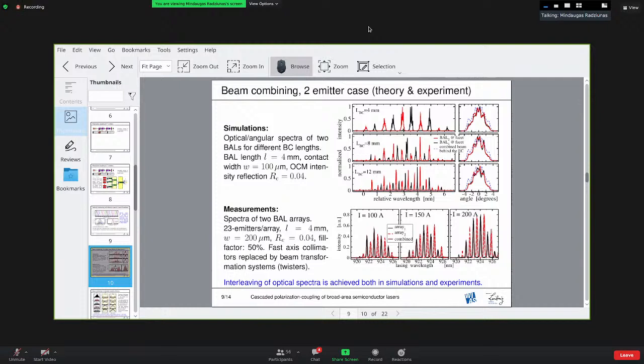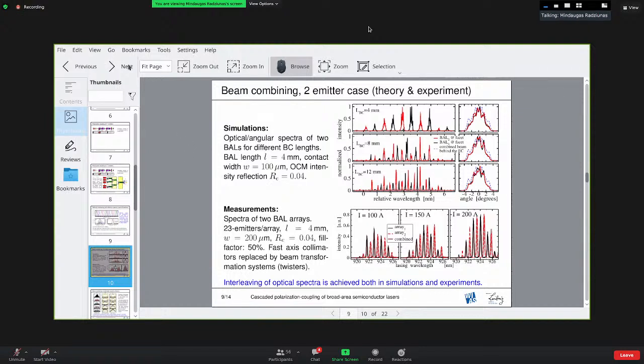The main aim was, of course, to achieve high power, and with laser arrays one can achieve bigger powers. They also got this interleaving spectrum. Why is this interleaving necessary? I have still not answered this question. This question is probably answered in the following figure.